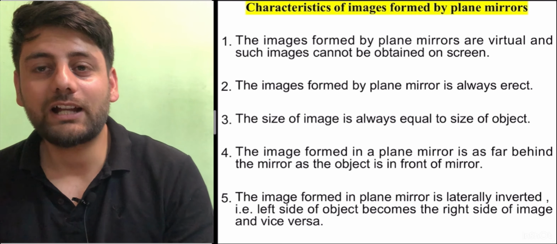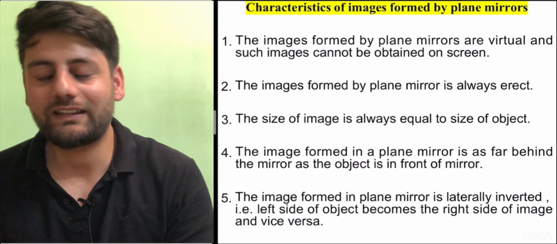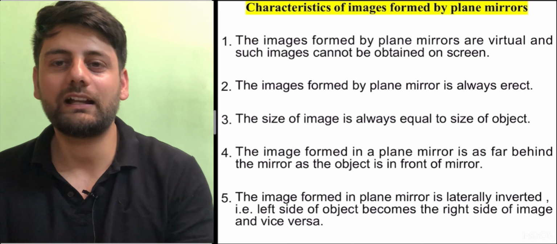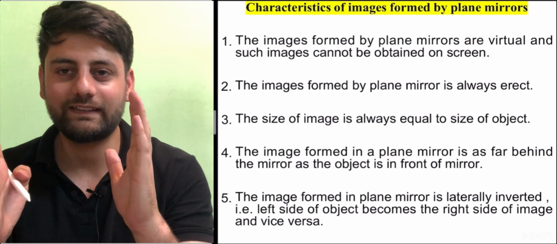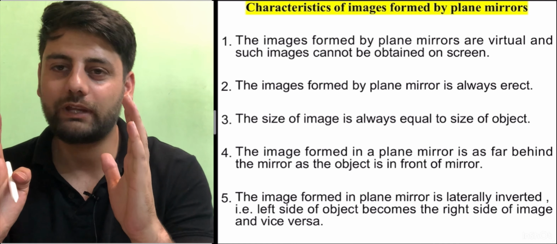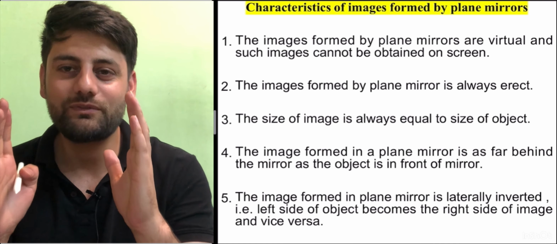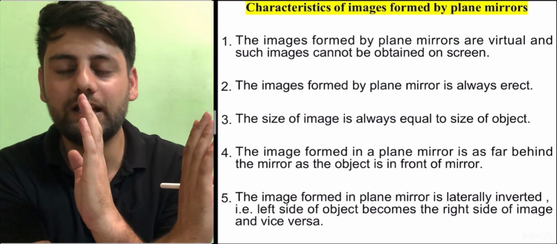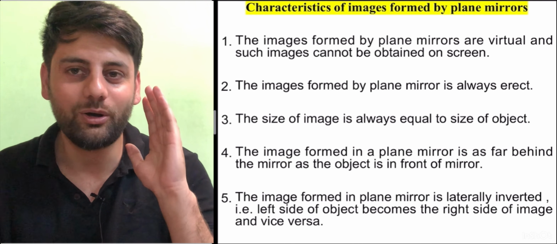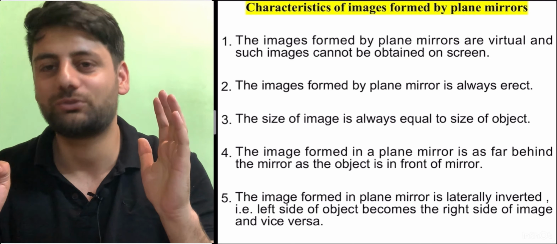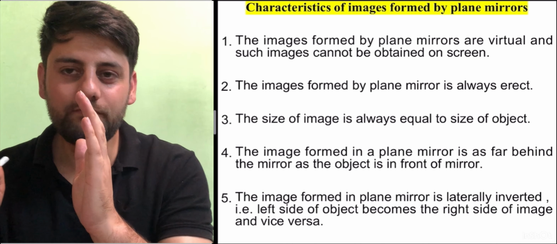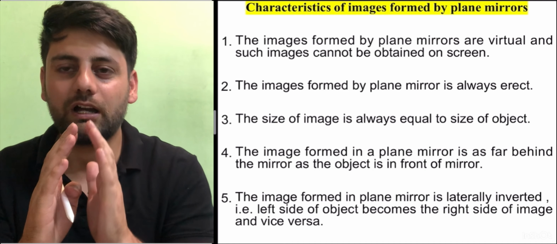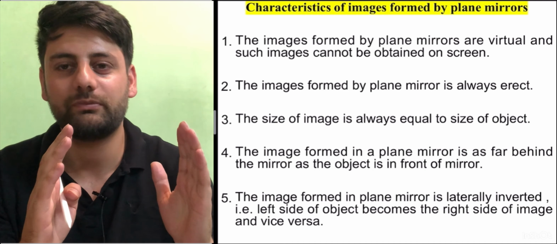And the distance at which this image is formed behind the mirror is exactly equal to the distance of the object from the mirror. So if this is the mirror, and here, for example, at a distance of 1 meter we have an object from the mirror, its image will form exactly 1 meter behind the mirror, right? So the total distance between the object and the image will be 2 meters. The object will be 1 meter away from the mirror, and 1 meter behind it the image will be formed.